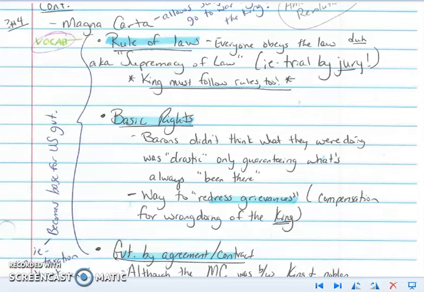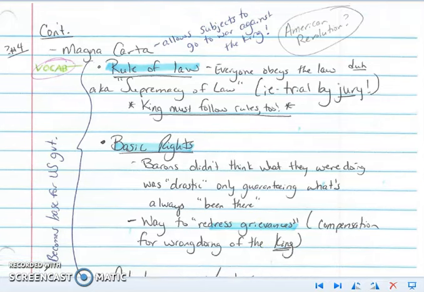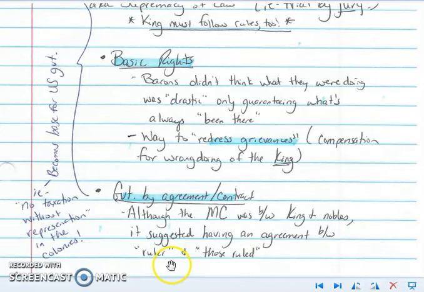The barons didn't think what they were doing was drastic, only guaranteeing what's always been there, so it wasn't like an incredible revolution like we think of it as today. They didn't think what they were doing was way out there, but it was something like common sense they should have, and it was a way to redress the grievances or get compensation for wrongdoing from the king. And again, that's one of our key terms that we'll be discussing in the future.